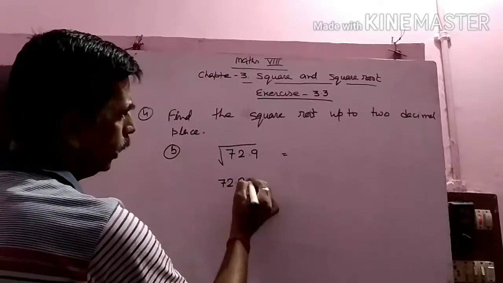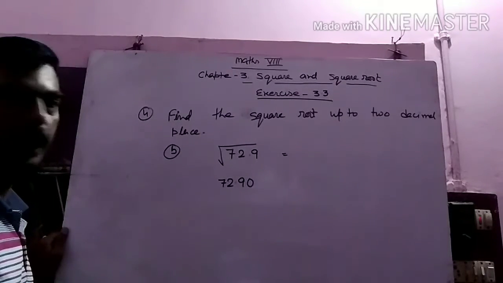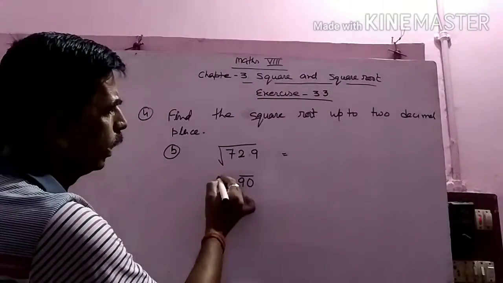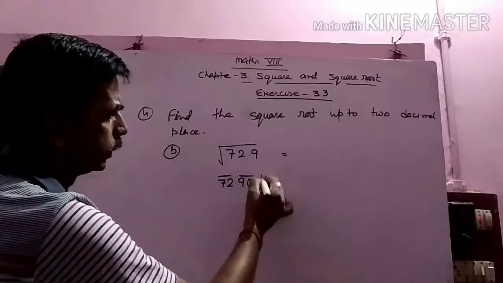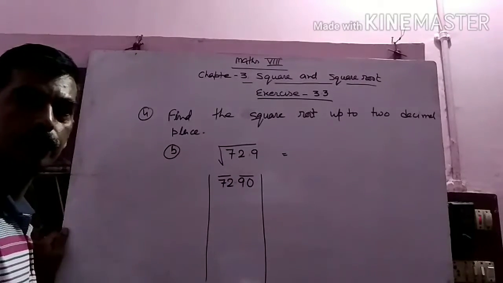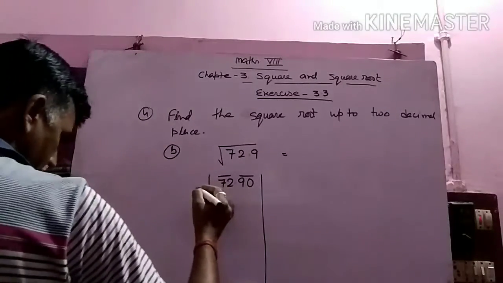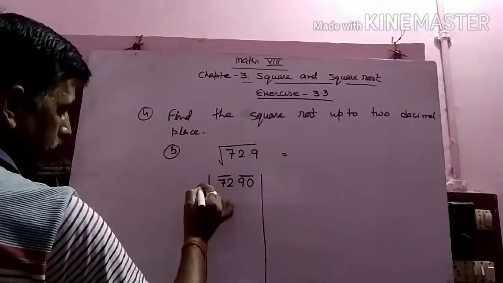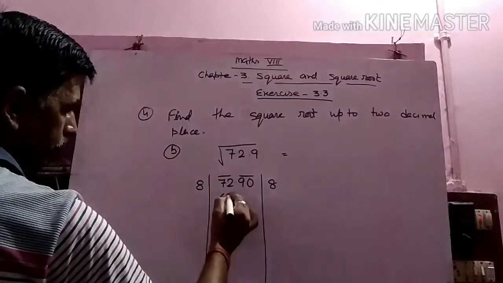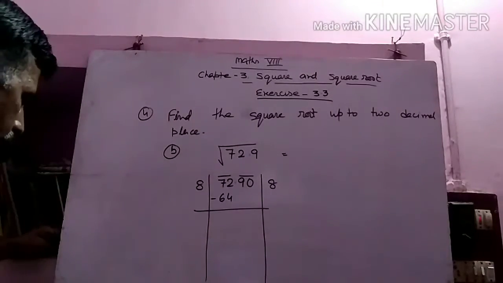972.9, and to make groups of 2 digits, on the right we have to place a false 0 here. So it becomes a group of 2 digits, and this one also 2 digits. Look here. Start by multiplying that one: 8 eights are 64. So you will get that one.